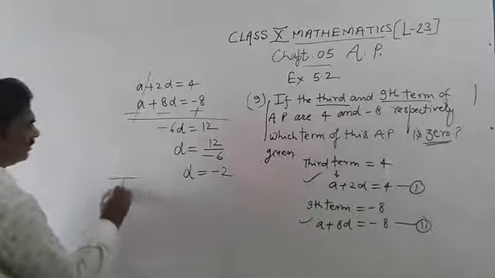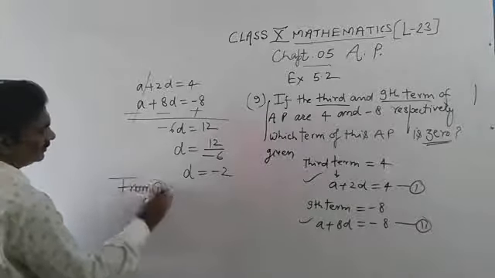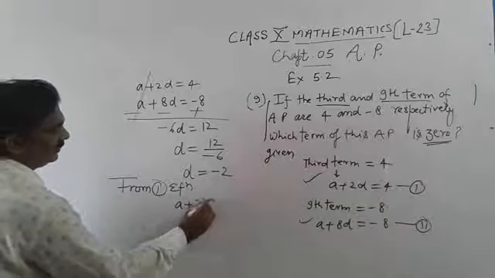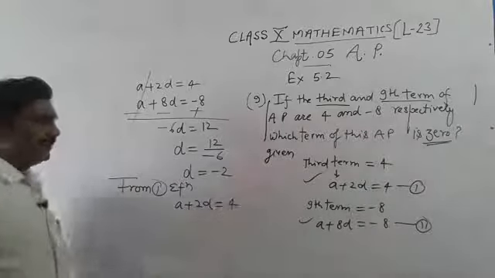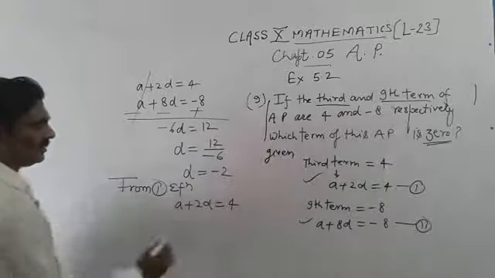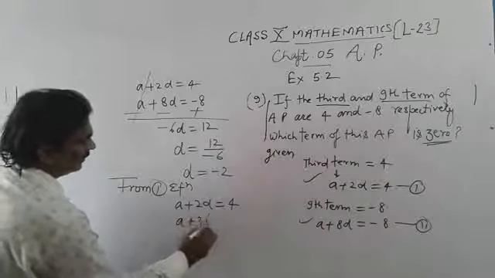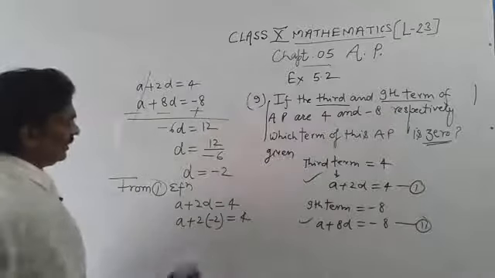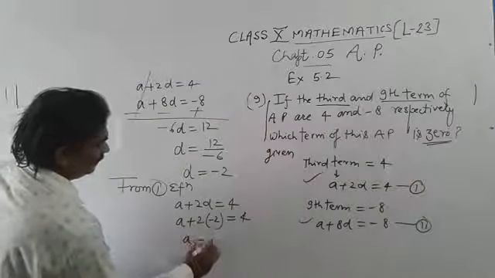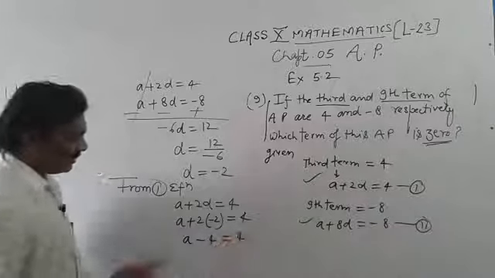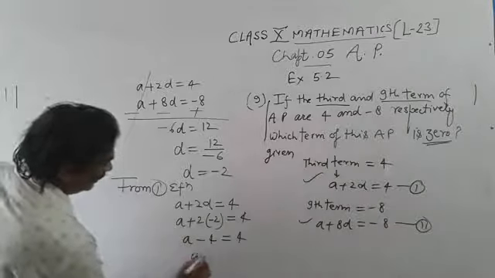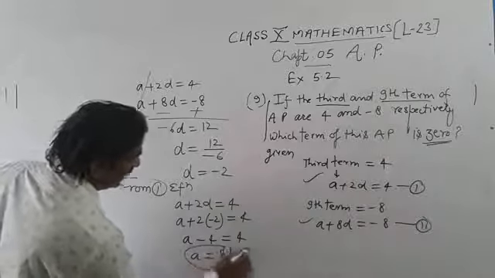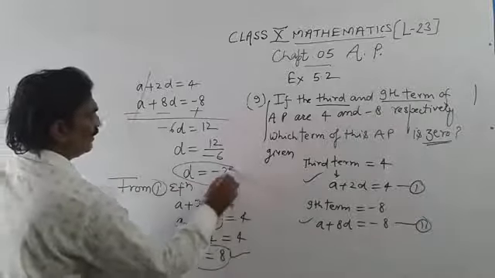Now from the first equation, a plus 2d is equal to 4. We put the value of d in this equation: a plus 2 multiplied by -2, because -2 is the value of d, we get a minus 4 is equal to 4. After transposing, a becomes 8. So no doubt, here the first term is 8 and the common difference is -2.